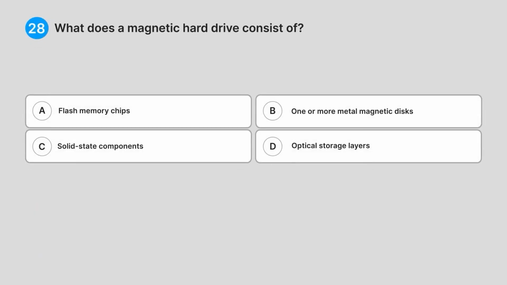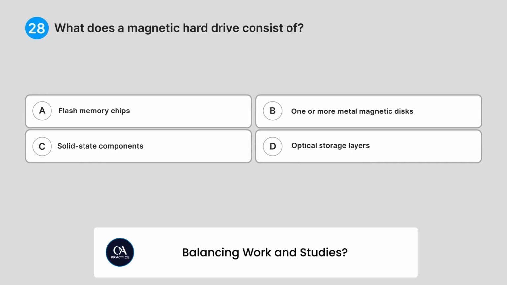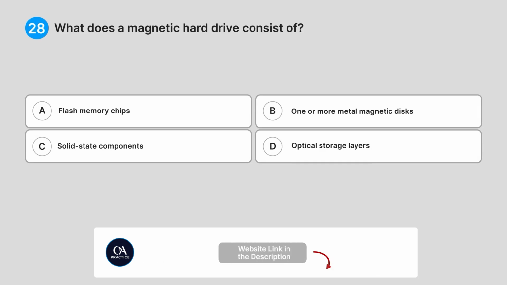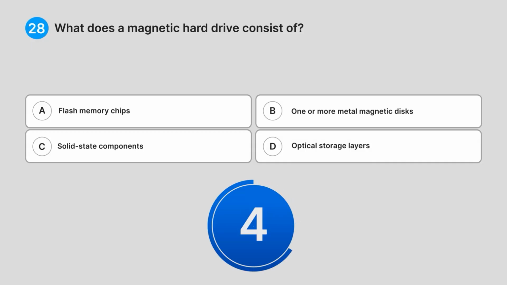28. What does a magnetic hard drive consist of? A. Flash memory chips. B. One or more metal magnetic disks. C. Solid-state components. D. Optical storage layers. What do you think is the answer?